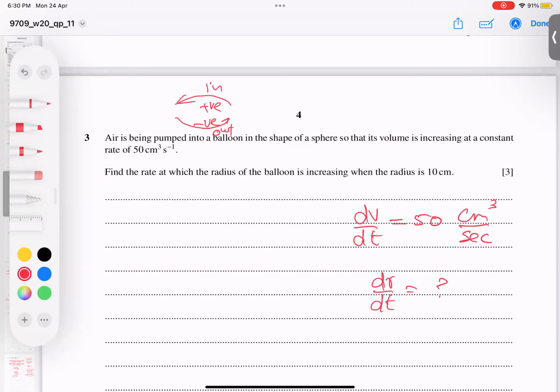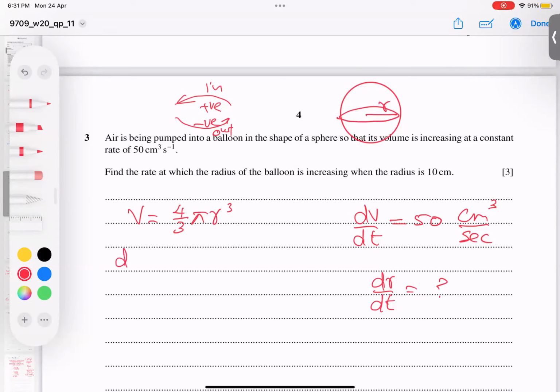So let's see how we can get this one. Whenever the rate word comes, it is with respect to time. You know a balloon is always spherical, so the formula of the volume is 4/3 pi r cube, the volume of a sphere. All of you are familiar with what I'm saying, radius r.